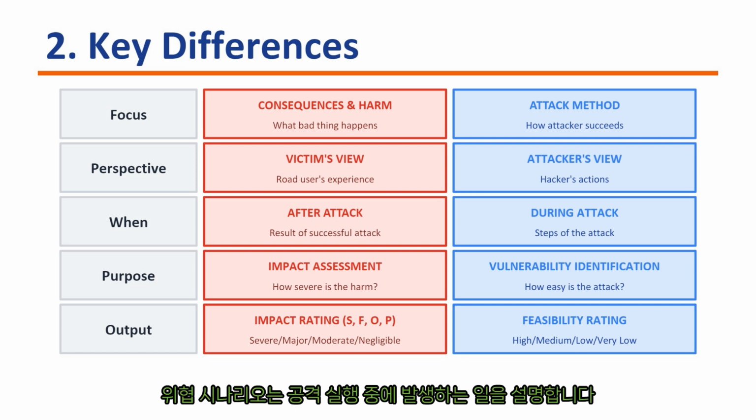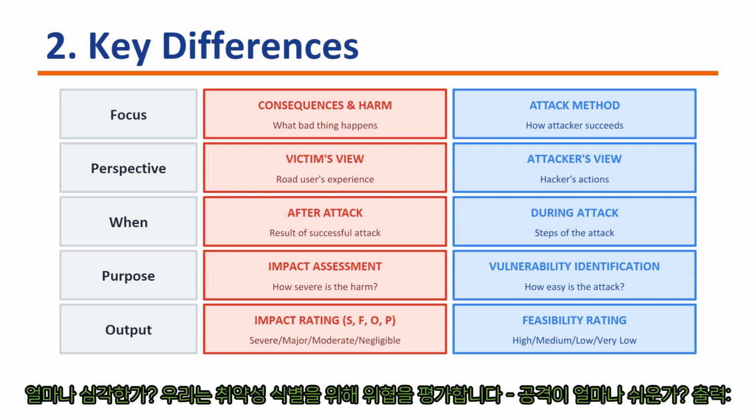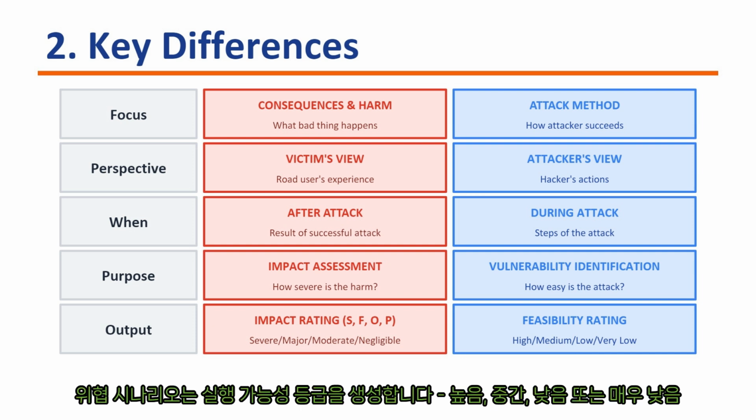Timing: damage scenarios describe what happens after a successful attack. Threat scenarios describe what happens during the attack execution. Purpose. We assess damage for impact. How severe is the harm? We assess threats for vulnerability identification. How easy is the attack? Output: damage scenarios produce impact ratings in 4 categories: safety, financial, operational, and privacy, rated as severe, major, moderate, or negligible. Threat scenarios produce feasibility ratings: high, medium, low, or very low.